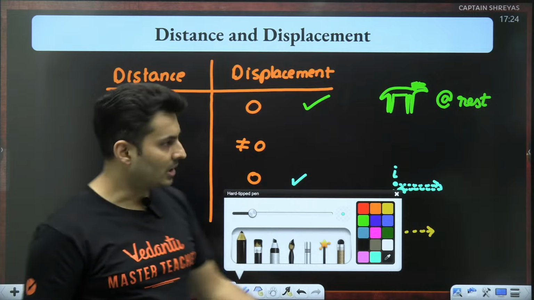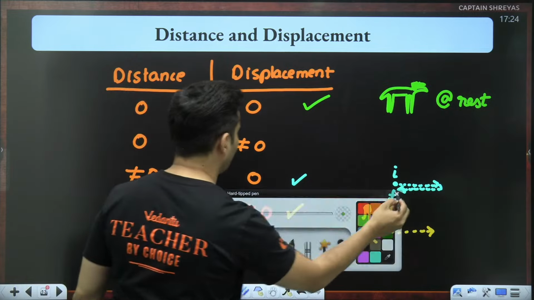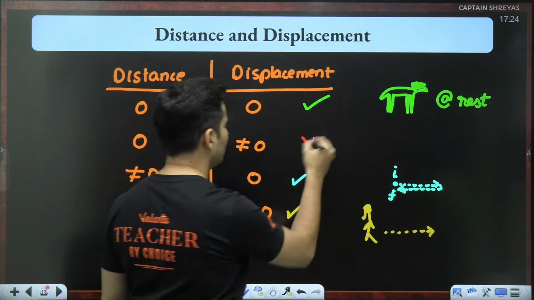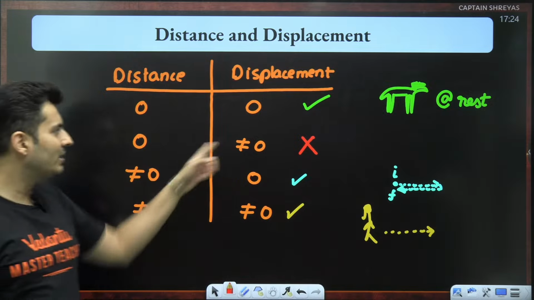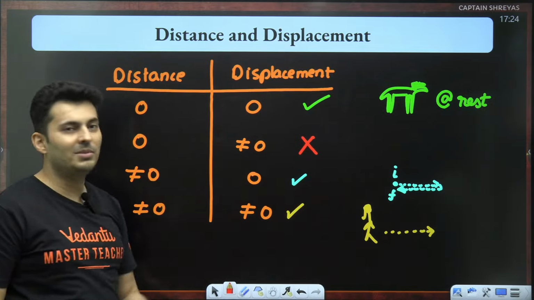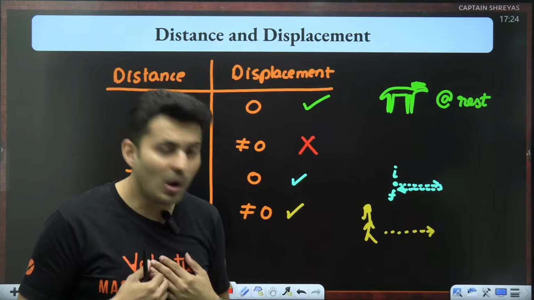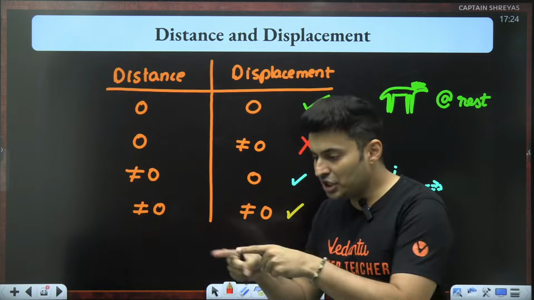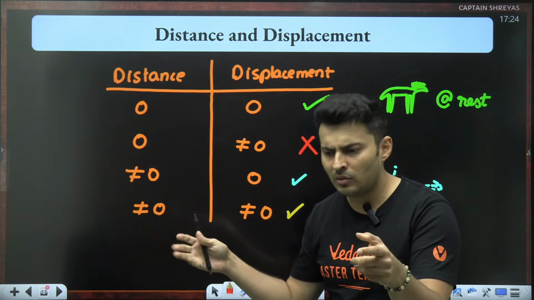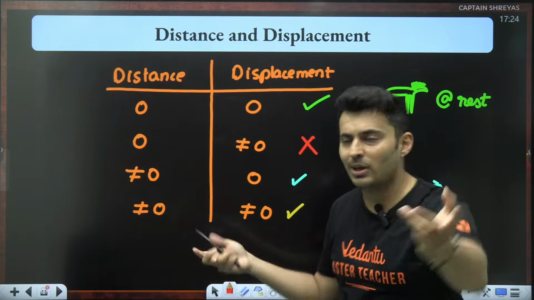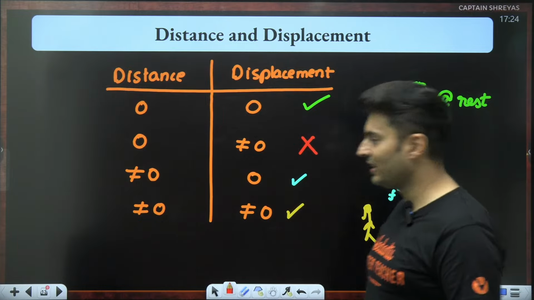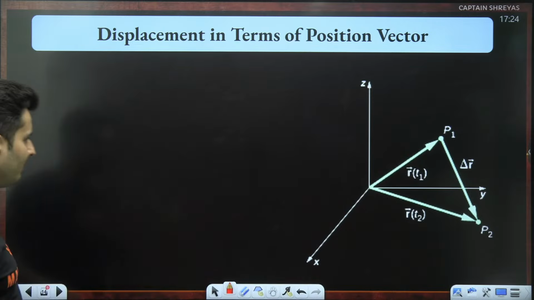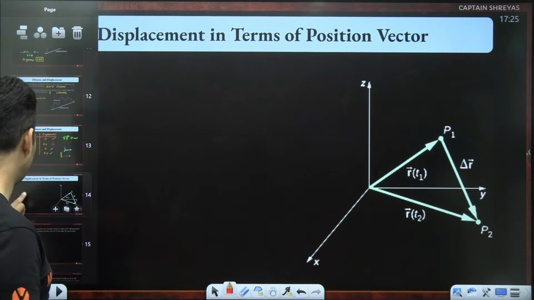Okay, correct. All right. What about this? 0 and not 0. This is not possible, guys. This is not possible because how can you not travel and have some displacement? It's like saying you have traveled 0 kilometers, but your initial and final location are not the same. You have not traveled, but magically have moved somewhere. How is that possible? This is not at all possible. Correct. Perfect.